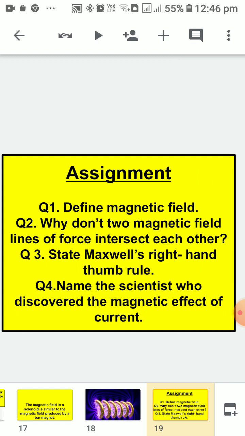Now children, after this I am providing you an assignment. The questions are: define magnetic field. Why don't two magnetic field lines of force intersect each other? State Maxwell's right hand thumb rule. And the last one is: name the scientist who discovered the magnetic effect of current.